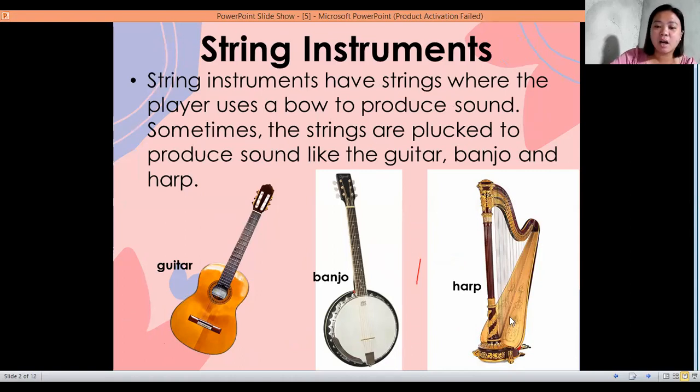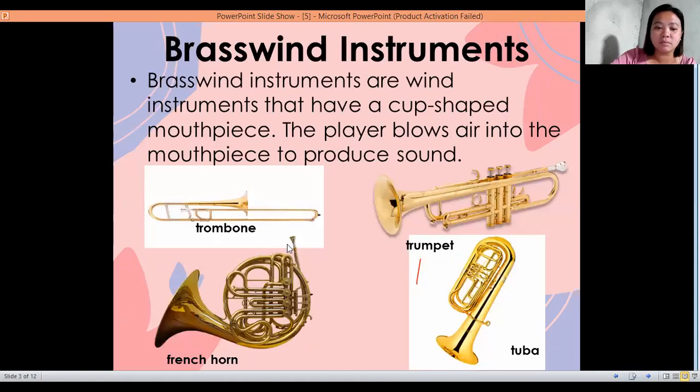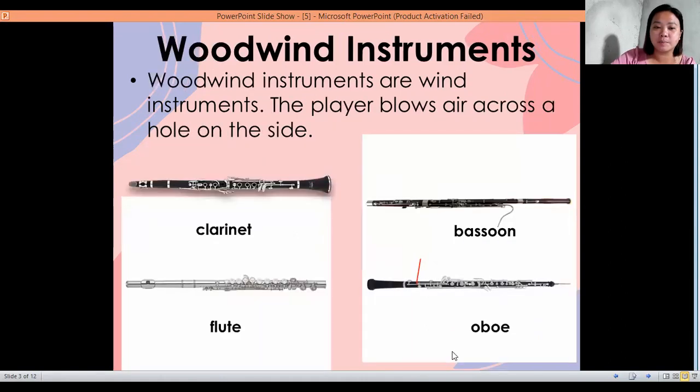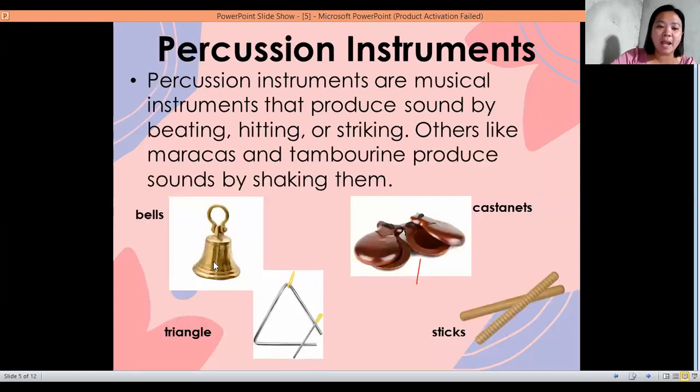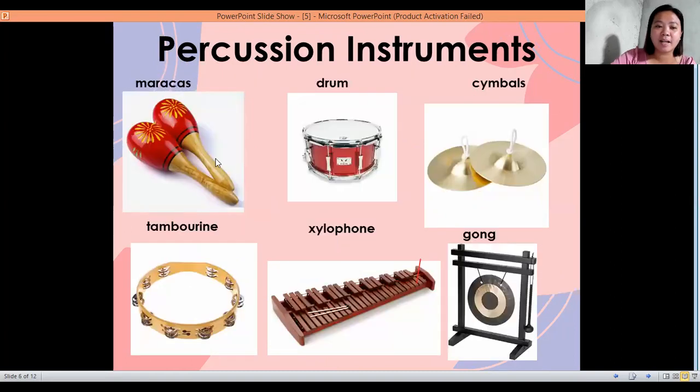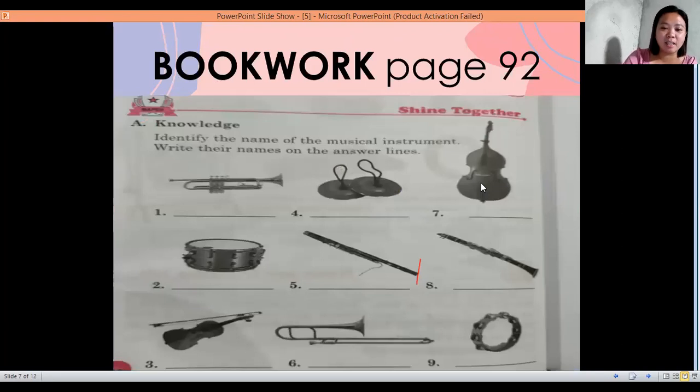Guitar, banjo, harp, trombone, French horn, trumpet, tuba, clarinet, flute, bassoon, oboe, bells, triangle, castanets, sticks, maracas, drum, cymbals, tambourine, xylophone, gong.